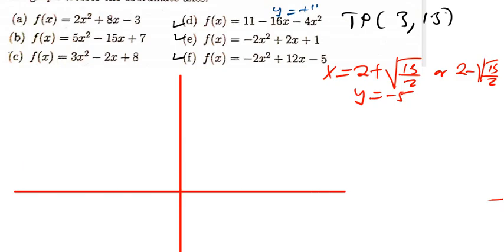Which one is positive? So this is positive. I'll put it here: 2 plus root of 13 over 2. The other one is negative, and I know that the turning point is 3, which can be here.